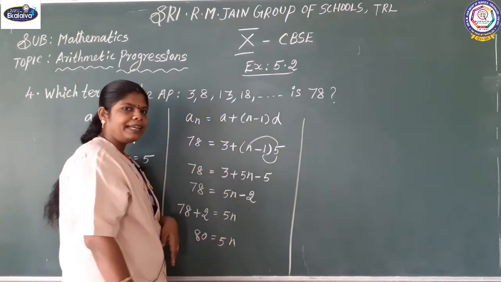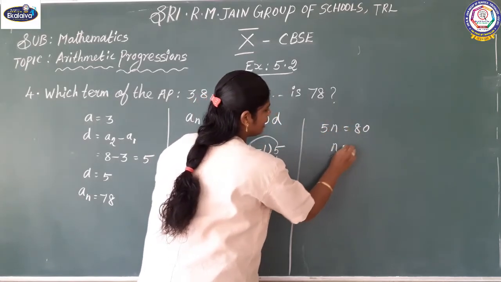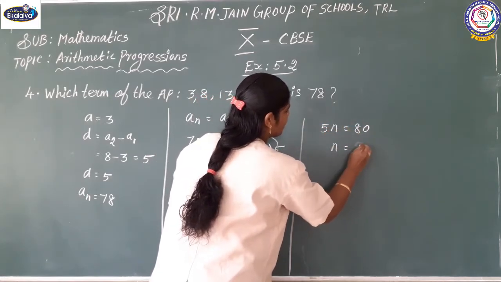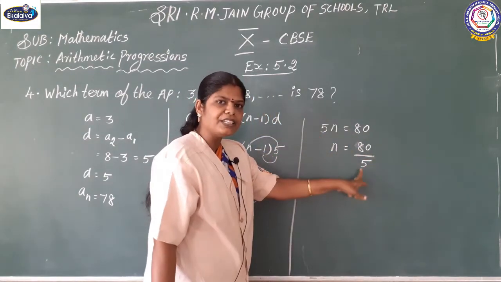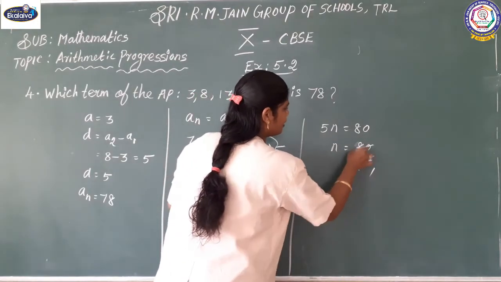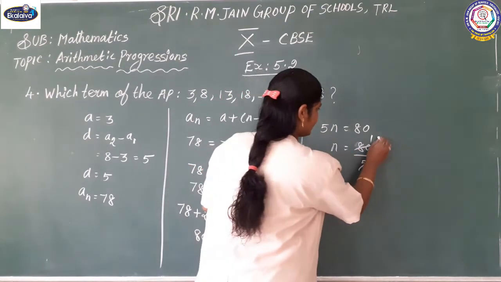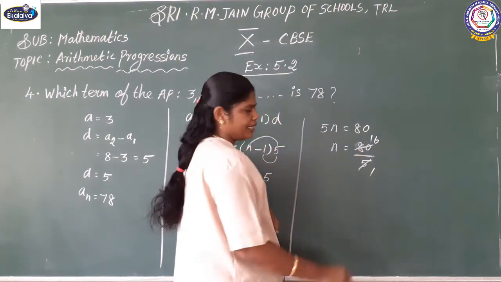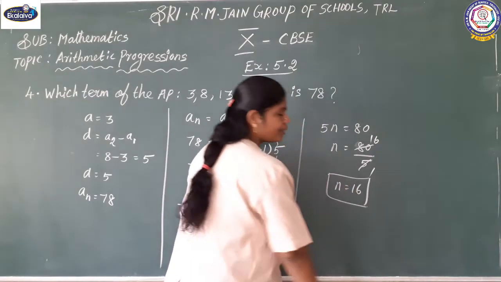Next we are going to find n. So 5n equals 80, n equals 80 by 5, because multiplication will change to division on the other side. So 5 ones are 5, the remaining 30, 6 times. 6 5s are 30. So n equals 16. You understand, children?